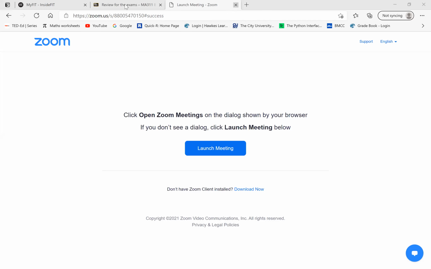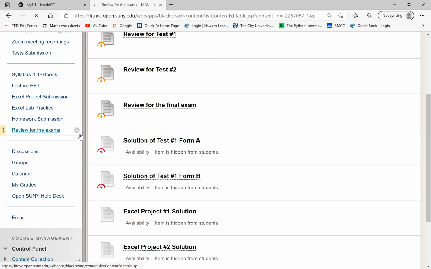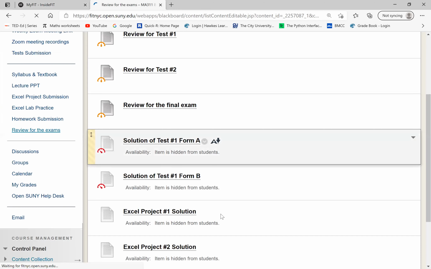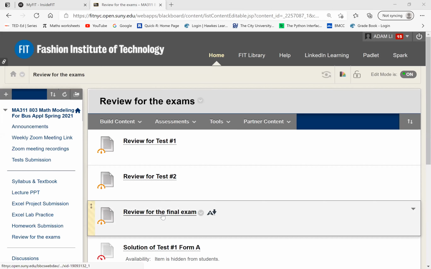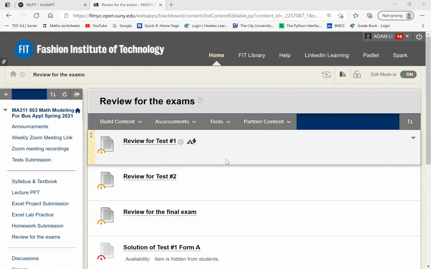Right. So one more time, you go to Blackboard, and then under the review for the exams, you should be able to find a review sheet. And definitely, if you go over it beforehand, it will be really helpful. There are a couple of interesting questions we haven't mentioned in the lecture section. So if you try on your own, it will be an interesting experience. Okay, so now let's look at the review sheet.